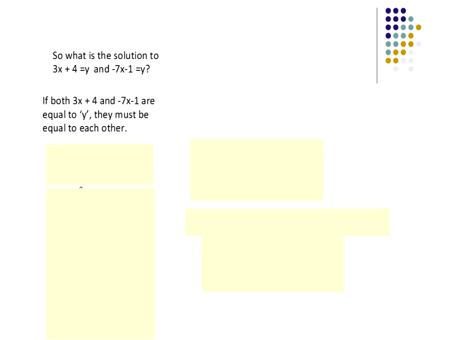So what I can do here is I can say, well, if they're both equal to y, and these y values are going to be the same, let's set these equal to each other. So I can set 3x plus 4 equal to negative 7x minus 1. Now that looks like one of the questions we did earlier, where we're going to subtract 3x from both sides and add 1 to both sides. And we get 5 equals negative 10x, and we divide both sides by 5. So we get x equals negative 0.5.